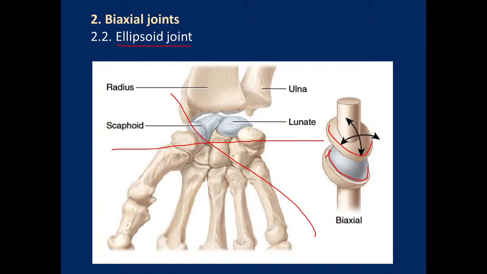Plus, these axes permit us to make circumduction. This is a special term. It is not an isolated movement, but a combination of two movements: partly flexion, extension, abduction, and adduction at the same time.